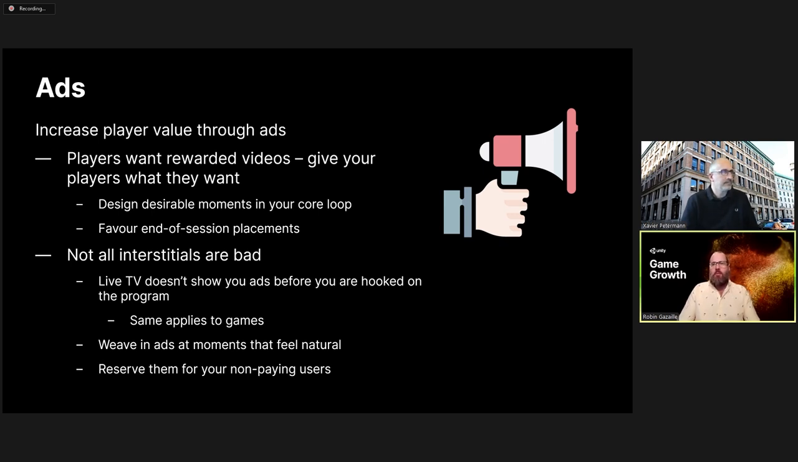If you follow these simple rules, your interstitial ad implementation will be tasteful, and you can generate revenue from every player. And just like live premium cable TV, if your users are paying, don't show them interstitials.